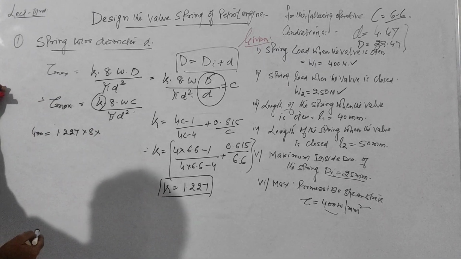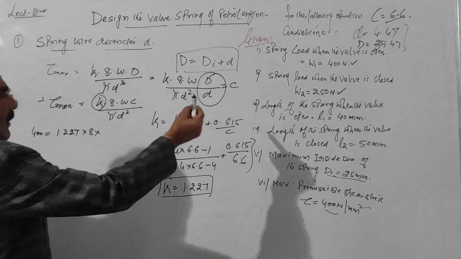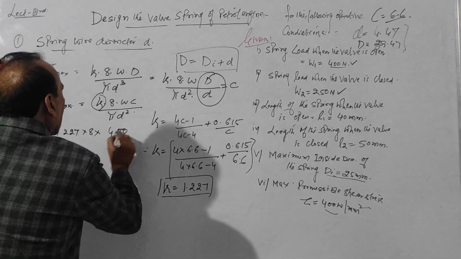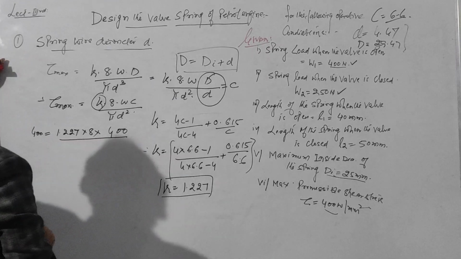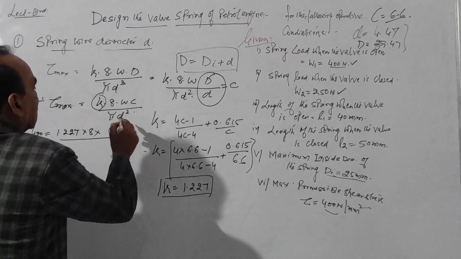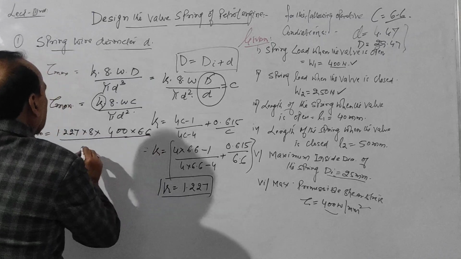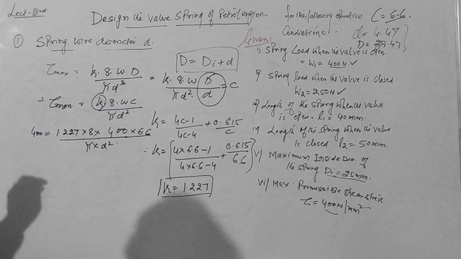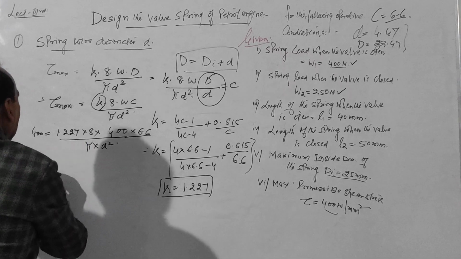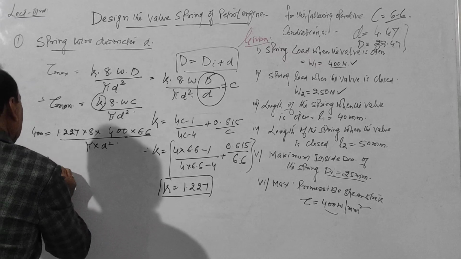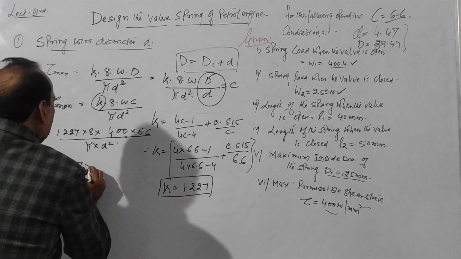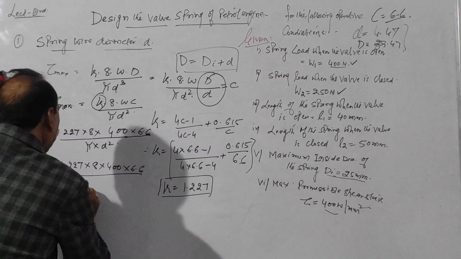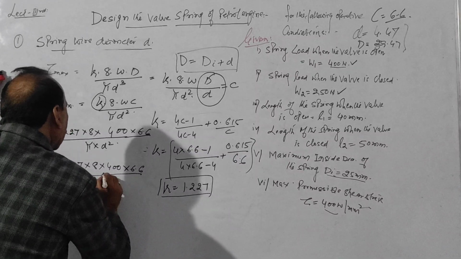So the maximum load, we will take here the maximum load. So maximum load is what? Maximum load is this 400 Newton, right? So maximum load हम लेंगे, इसके ऊपर करेंगे हम. So maximum load is 400 Newton divided by, the value of C is also here. So C कितना था? 6.6. This is pi into d square. Right? This is pi into d square. Or you can say, हमने d square की value निकाली है. So therefore, d square is equal to 1.227 into 8 into 400 into 6.6 divided by pi into 400, right? 400 and 400 is cancelled.